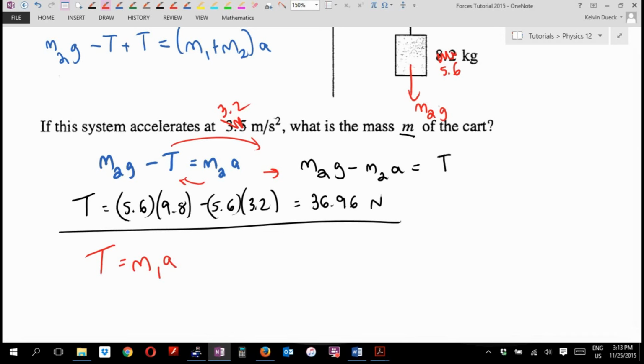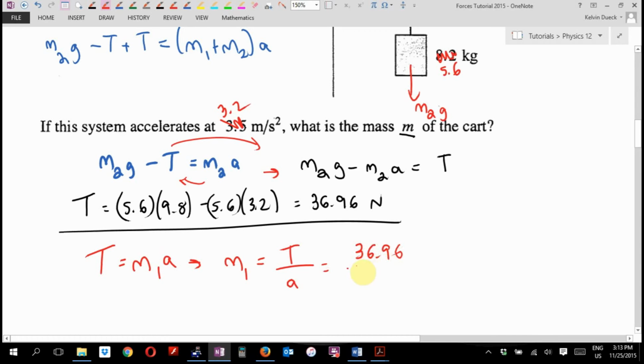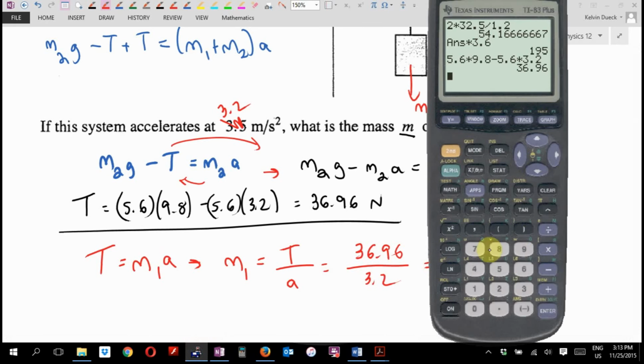Now, if there was two masses, what would I now do? I get the masses to one side. I would pull out a grade 9 mathematical operation, GCF. Here, this is nice, only one mass. How would I get the mass one by itself? It's going to be tension divided by the acceleration. It's going to be 36.96 divided by the 3.2. The mystery mass is 11.55. I'll call it 11.6.